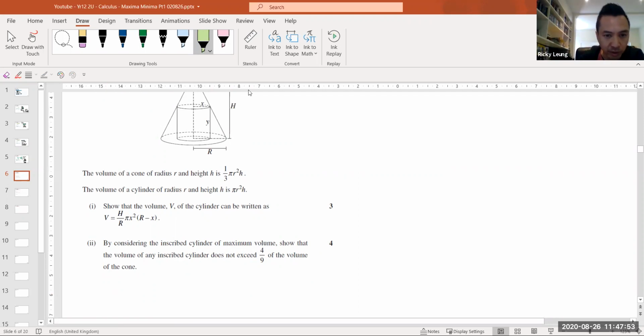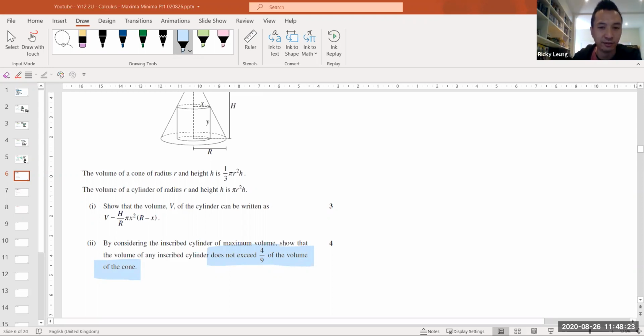By considering the inscribed maximum volume, show that the volume of the inscribed cylinder does not exceed 4/9 of the volume of the cone. Right? So actually, this is just to bypass the word maximum. If it doesn't exceed that, that is the maximum. So it does not exceed. So basically, you want to find the maximum cylinder to ensure that it doesn't exceed 4/9 of it.